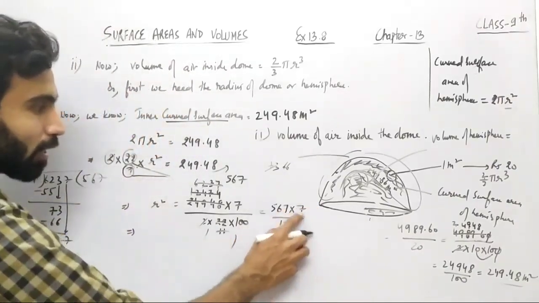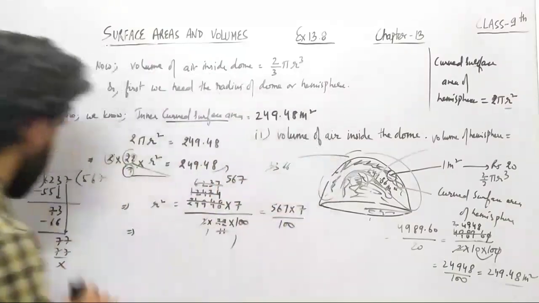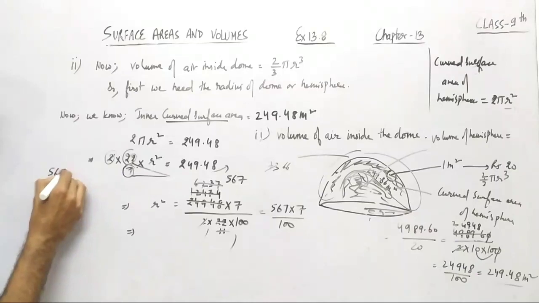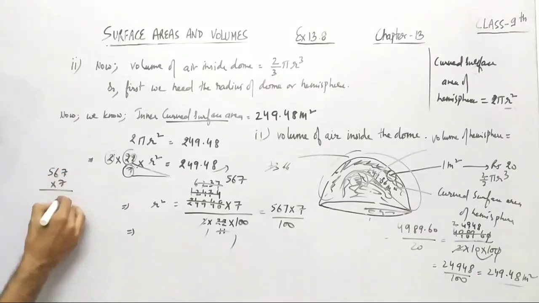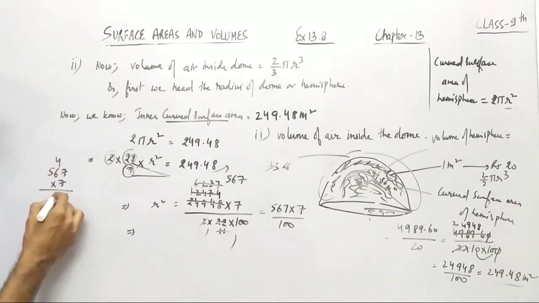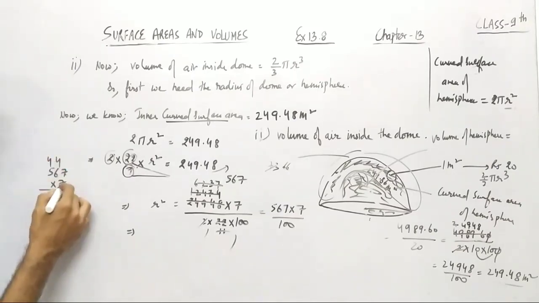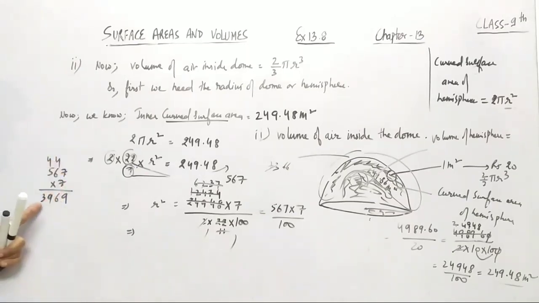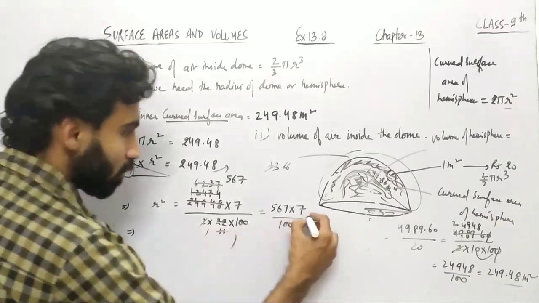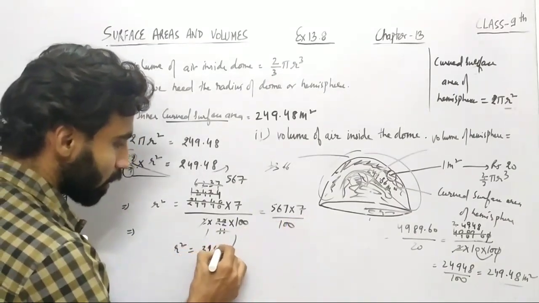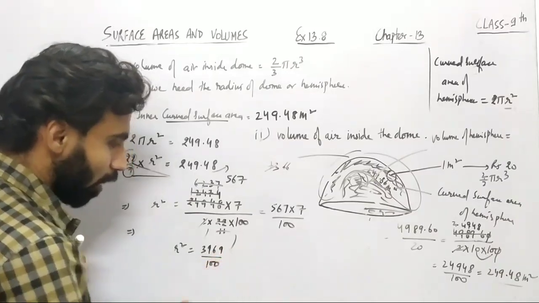Now let me just multiply this. So it will be 567 into 7. So 7 7s are 49, 4 carry, then 7 6s are 42, 42 plus 4, you can see that will be 46. So 4 carry, then 7 5s are 35 plus 4, 39. So that will be 3969, right? So let me just tell you, radius square will be 3969 divide by 100, right?